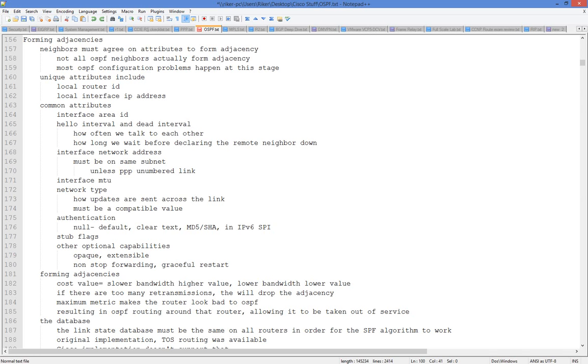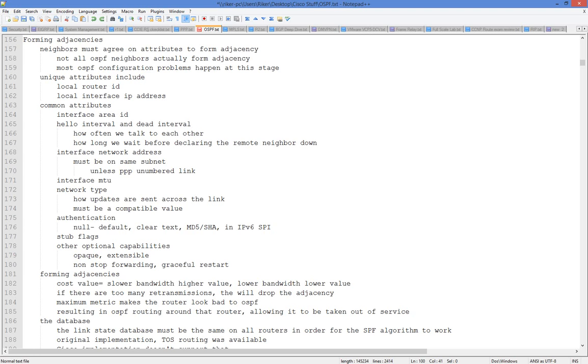So a stub router will not receive a type 4 or 5 LSA, which is going to be anything external to the OSPF domain. Where in not so stubby areas, they will not receive a type 4 or 5, but they will receive a type 7 LSA. And we'll talk about that in more detail later. I'm going to deep dive into LSAs so you guys understand how that works.